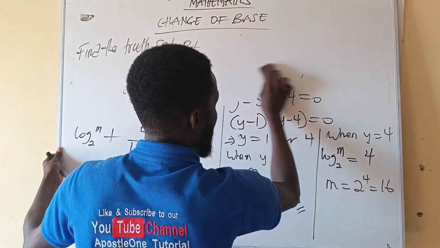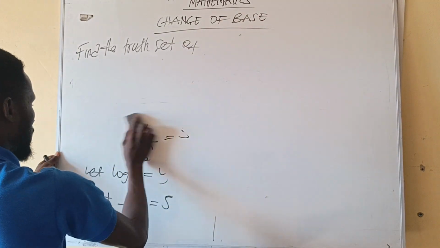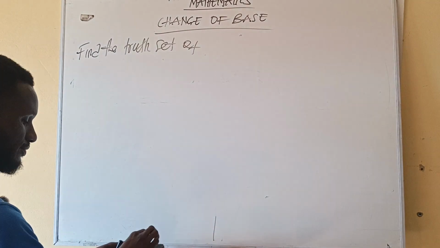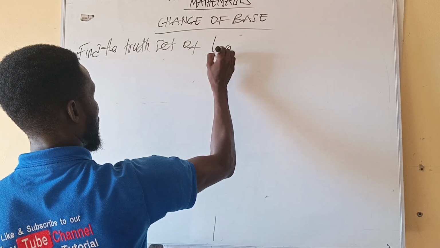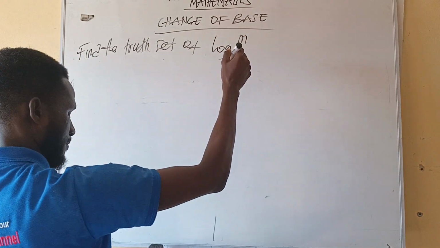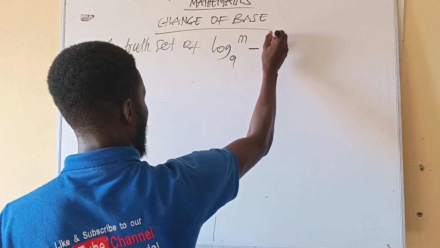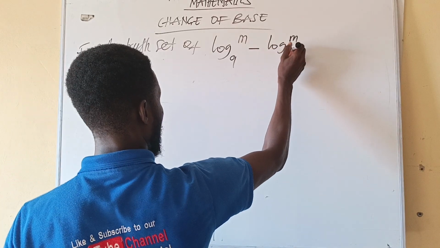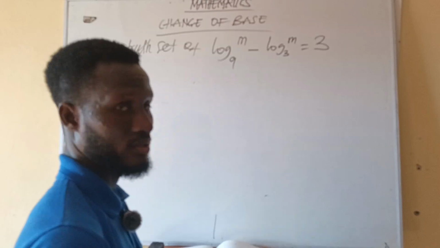With this try question, you are going to find the truth set of log m base 9 minus log m base 3 equal to 3.